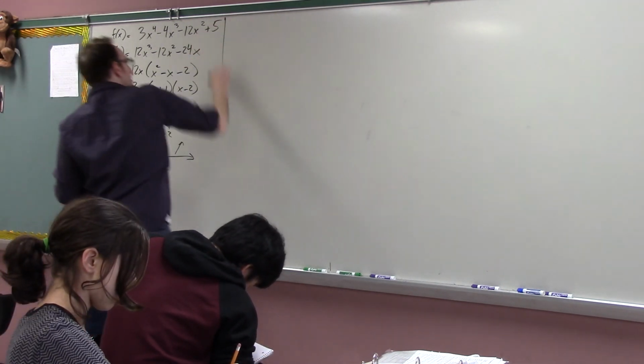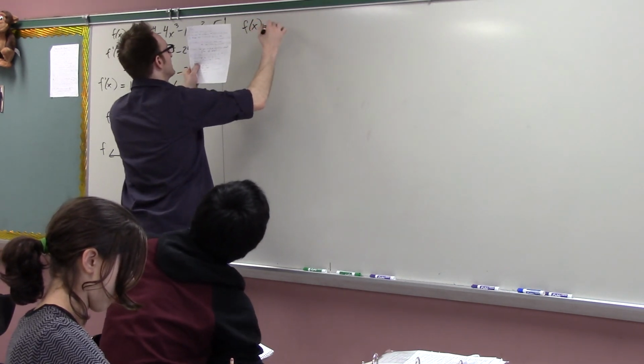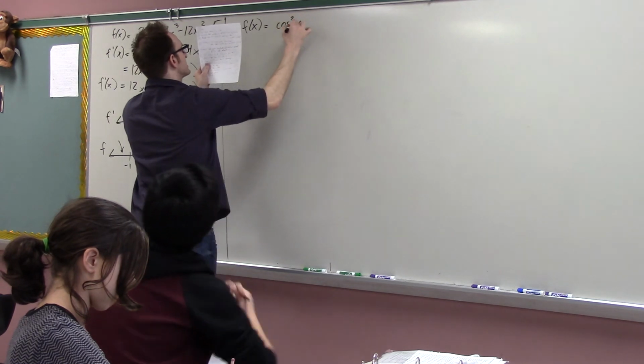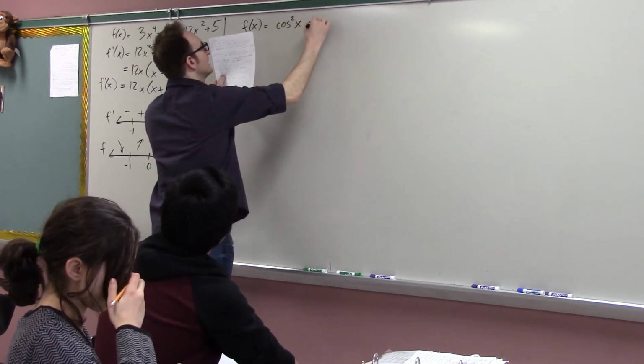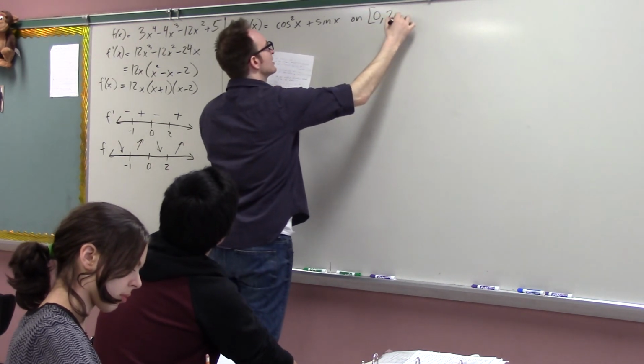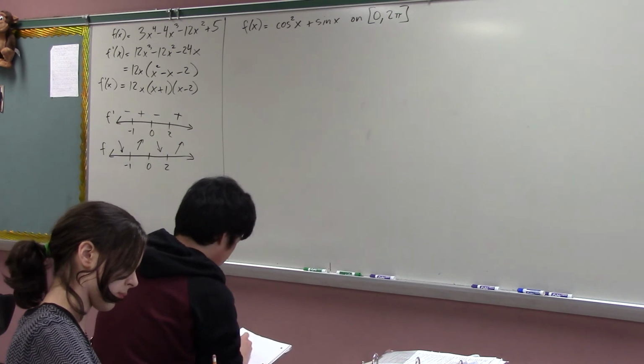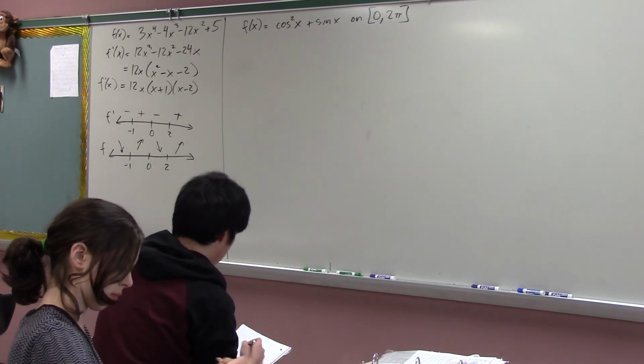Alright, John Park, let's do another one. This one's a little bit harder. Let this function be cosine squared x plus sine x on the interval from 0 to 2 pi. Tell me precisely when that function is increasing and when it is decreasing.